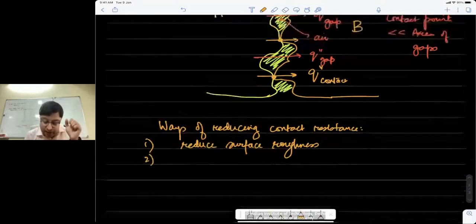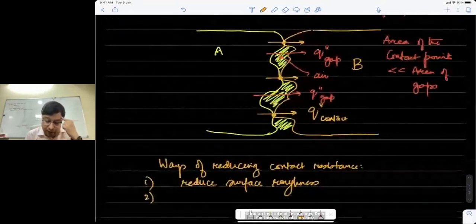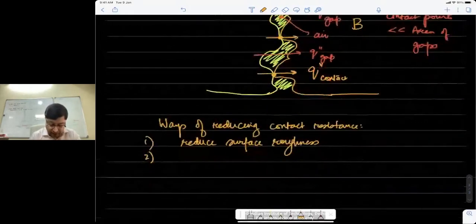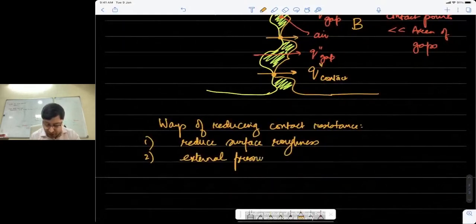The other thing that you can do is have an external way of reducing or closing out these gaps. The external way would be that you can apply pressure on this joint. By applying pressure, you can actually squeeze the gap. So we can have an external pressure on the joint or on the point of contact. So these are all possible ways of doing this.